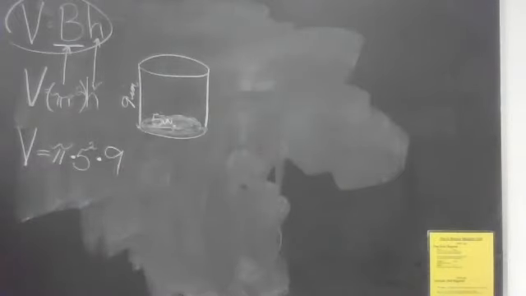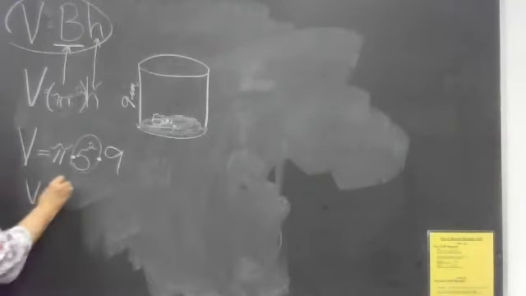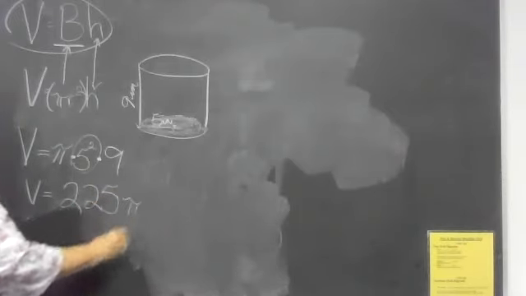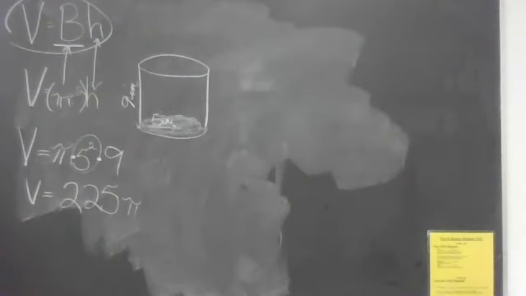Now, if you want to go through and just put that all on your calculator, that's fine. If you're doing it by hand, make sure you take care of the exponents first. So we have pi times 25 times 9. The answer coming up on my calculator is 225 pi. And again, if your multiple choice answers are in terms of pi, you will see this in your list.